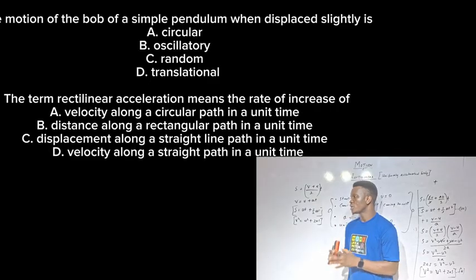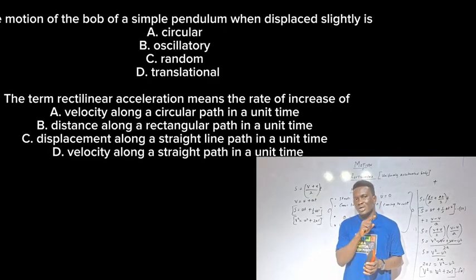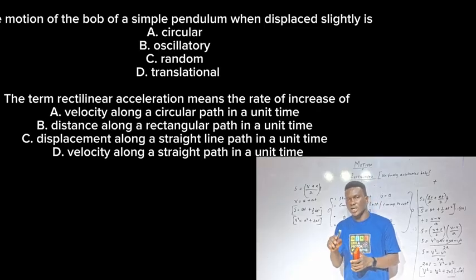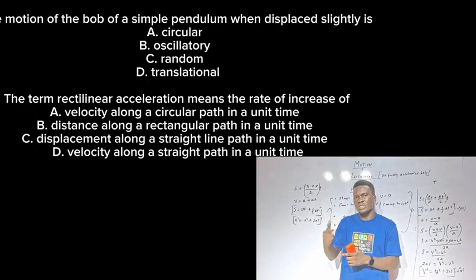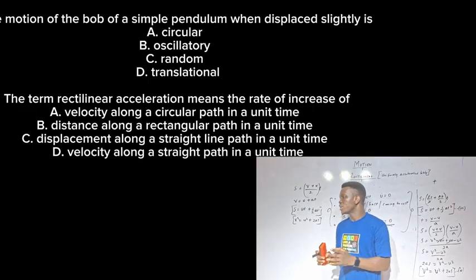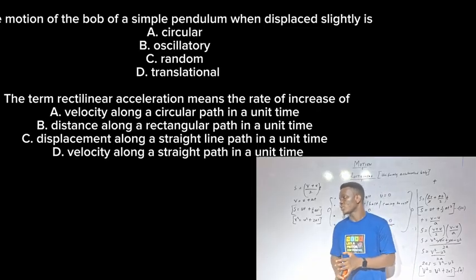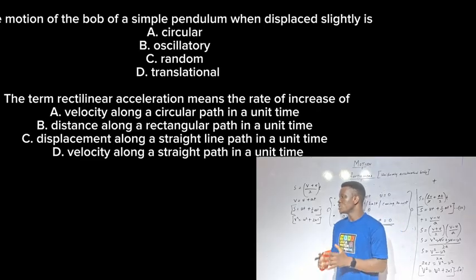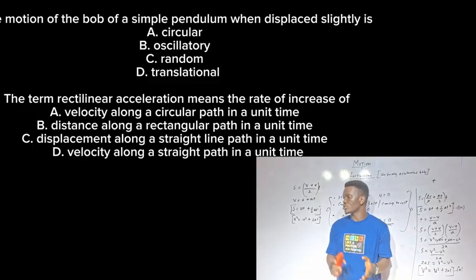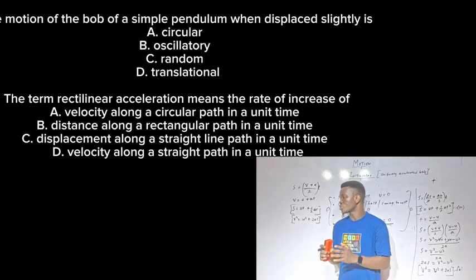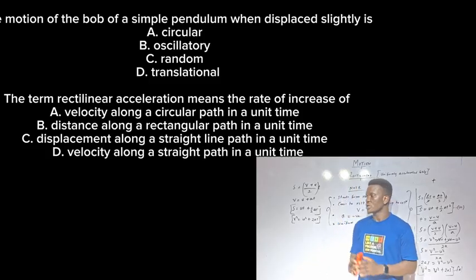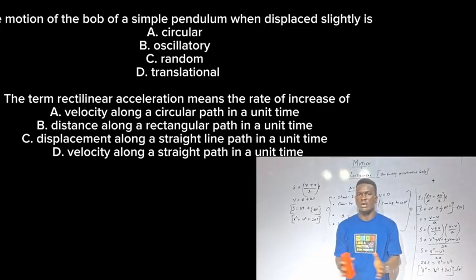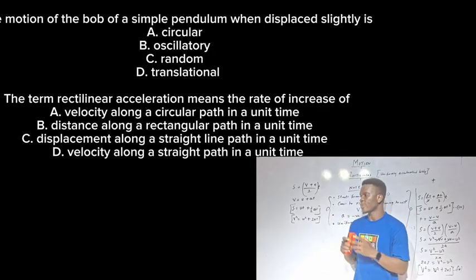So number 5, the term rectilinear acceleration. Rectilinear means along a straight line. Acceleration means change in velocity or increase in velocity. So the term rectilinear acceleration means the rate of increase in what? A, velocity along a circular path. No, not along a circular path. It must be along a straight line. B, distance along a rectangular path. That's wrong. C, displacement along a straight line path. That's wrong. D, velocity along a straight line path. Yes, that is correct.